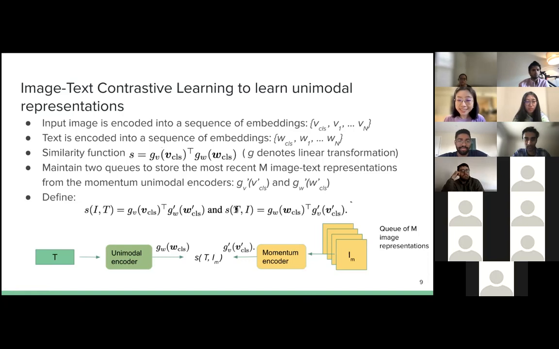So this S_TI score is computed by first putting your text in your mini batch through the unimodal encoder to achieve this g(W) representation. Then you have the g'(V') representation of the M image representations from your queue, and then you take the dot product between each of them. Once you are done with this step, you have your S_IT and S_TI between all possible pairs.